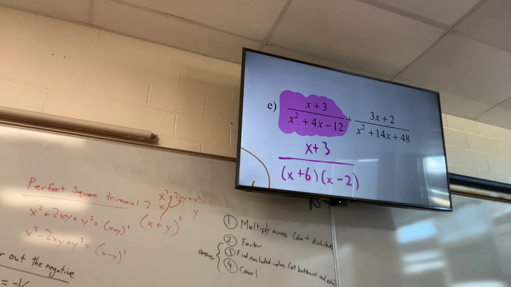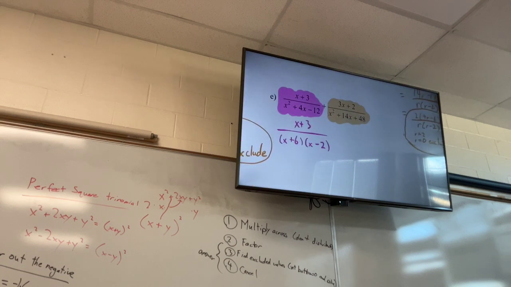What about this orange fraction? Does that factor at all? Top doesn't factor. Bottom factors 2. There's no GCF, so I can't pull that out. 6 and 8, right?